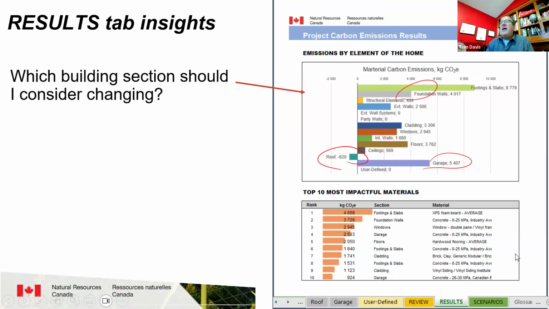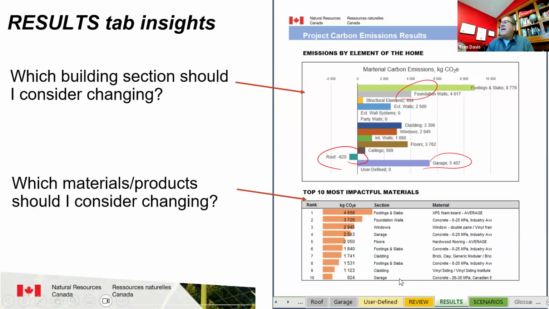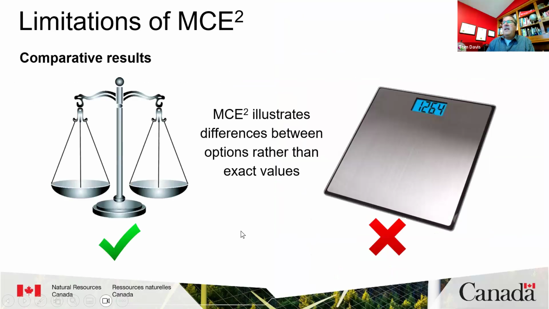Why is the garage so high? Well, I bet it has a lot of concrete. Which categories? Again, footings and slabs are the number one offender in this scenario. We're comparing things. We're not getting a total number for a life cycle assessment. In order to get a total life cycle assessment, you need to do a life cycle assessment, which is categories A, B, C, and if you're doing a whole building zero carbon life cycle assessment, it's also category D.